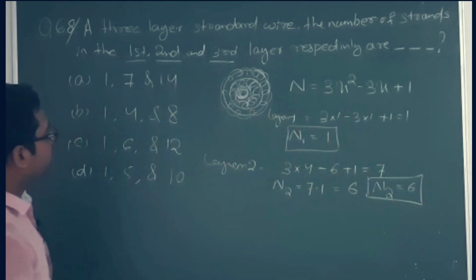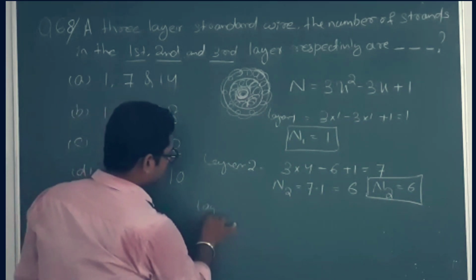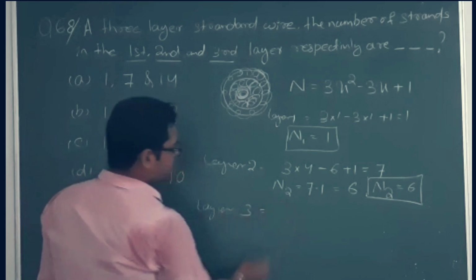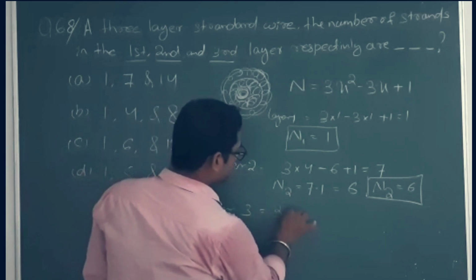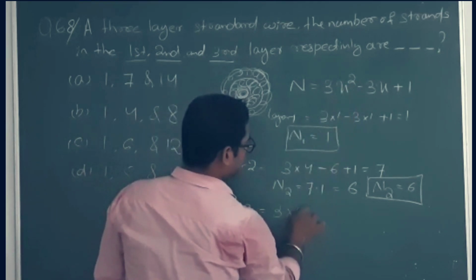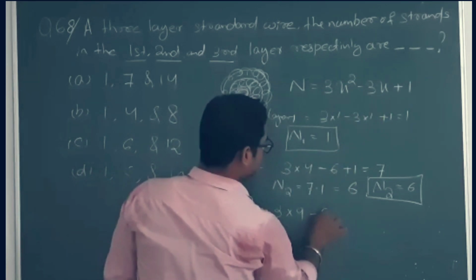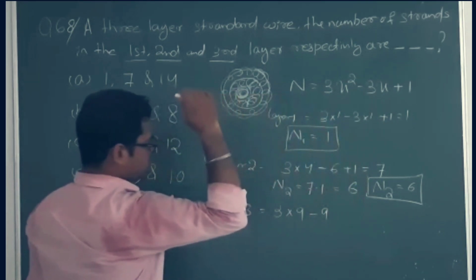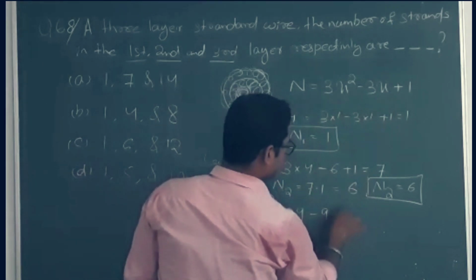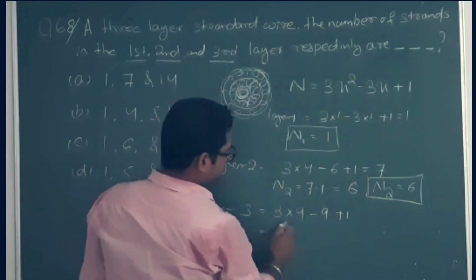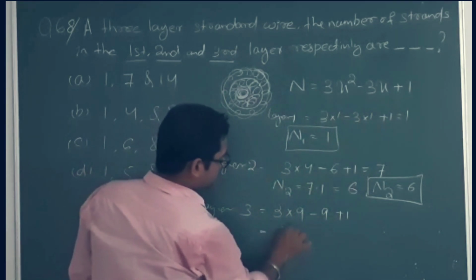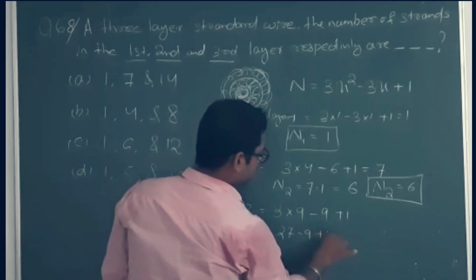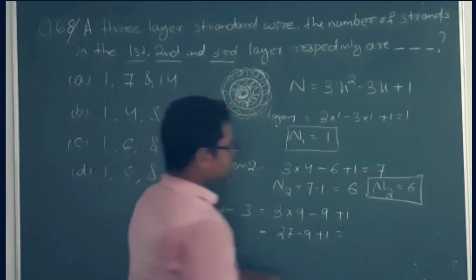Okay. Then for layer 3. For layer 3, it will be 3 into 3 squared, which is 9, minus 3 into 3, which is 9, yes, 3 into 9 plus 1. So this will be 3 into 3 is 27, minus 9 plus 1, which is 18 plus 1, 19.